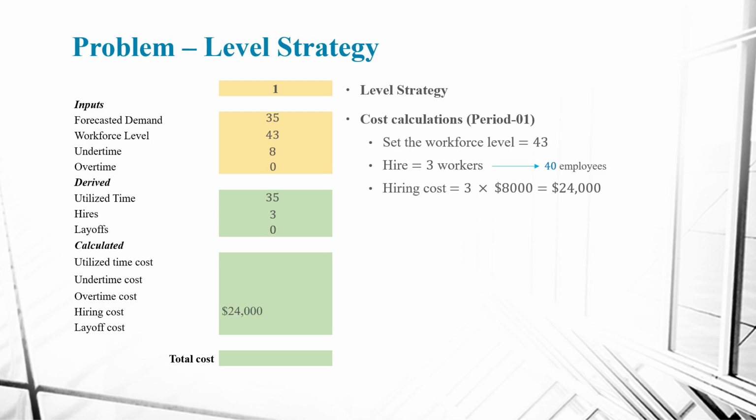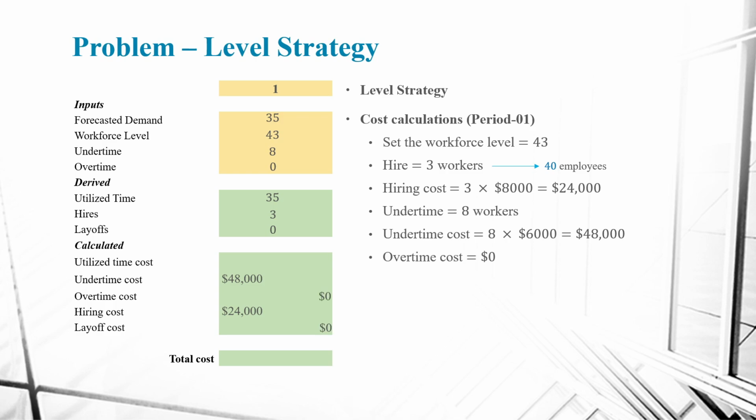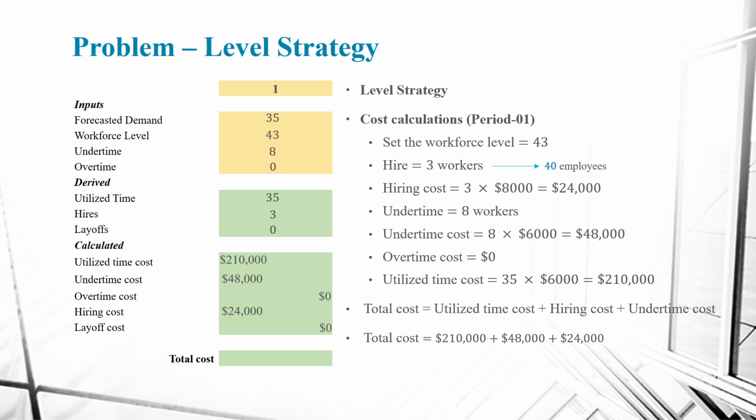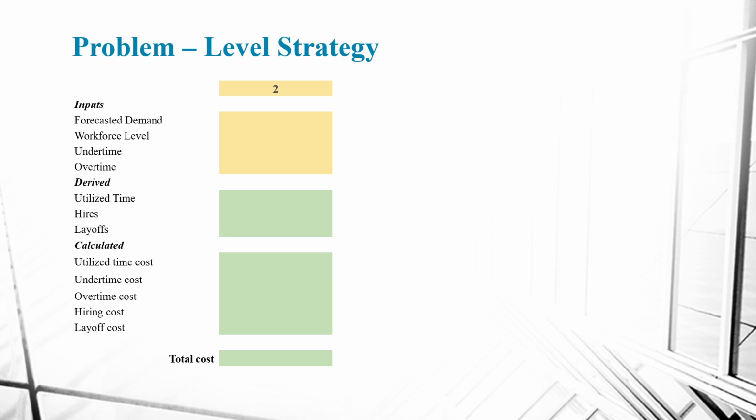We calculate the hiring cost for 3 workers as $24,000 and the undertime cost for 8 workers will be $48,000. There will be no overtime cost and the utilized time cost for 35 workers will be equal to $210,000. The overall total cost will be the sum of utilized time cost, hiring cost, and undertime cost. So in that case, the total cost will be equal to $282,000.